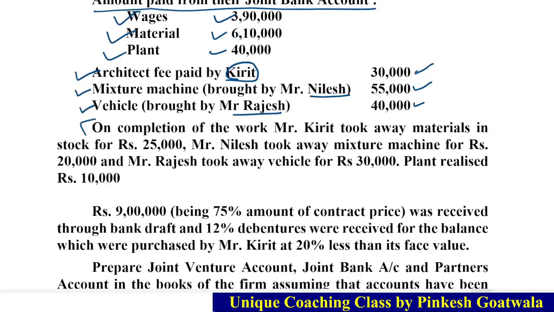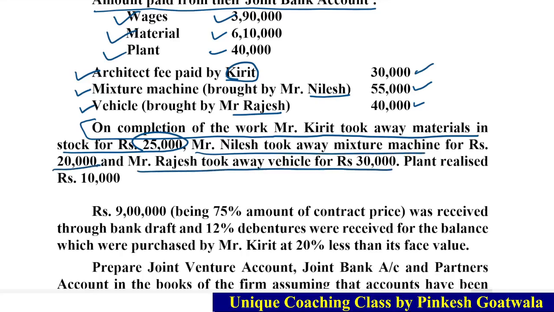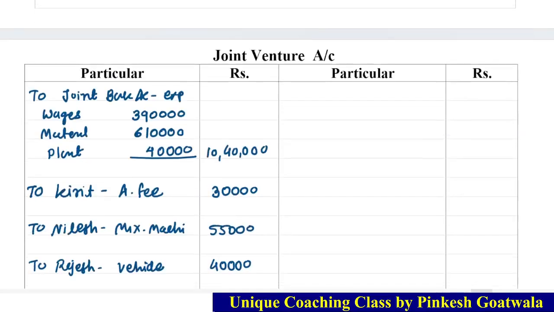Then on completion of the work, Mr. Kirit took away materials from stock 25,000. Mr. Nilesh took away mixer machine for 20,000 and Rajesh took away vehicle for 30,000. Now what happened here? Very simple. When they bring in the business, we give effect to joint venture debit side. Now at the end of the work, they take over back, right? So we give effect now on the credit side. જ્યારે લાવે છે ત્યારે debit side આપ્યું, હવે લઈ જાય છે ત્યારે credit side. So Mr. Kirit took away material 25, Nilesh took away mixture machine 20 and Rajesh took away vehicles. So બધી entry credit side આવશે.